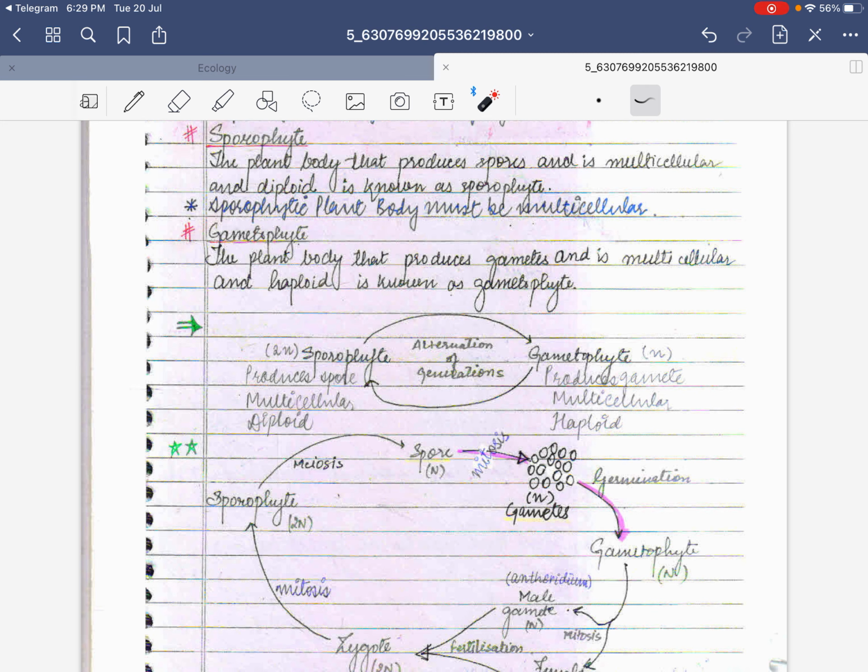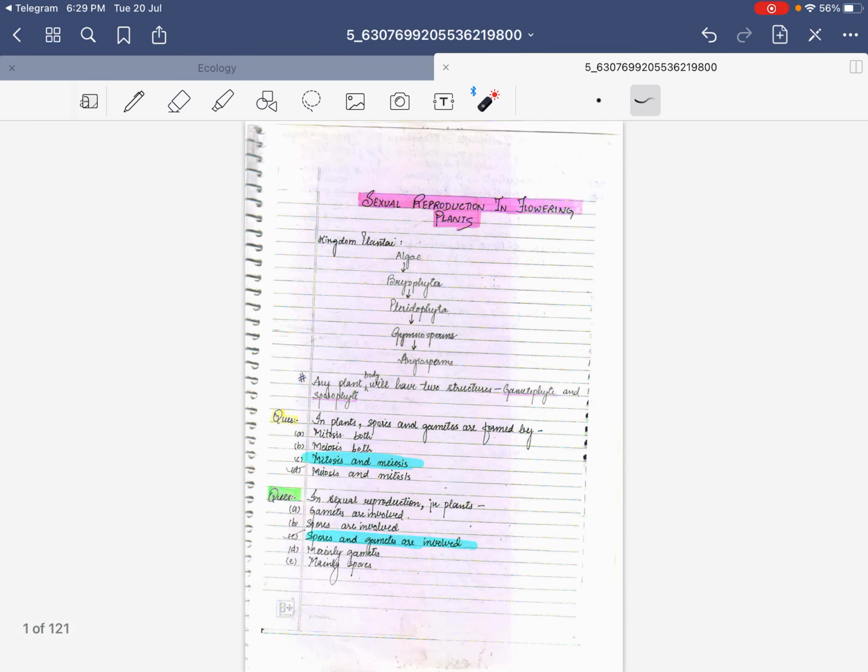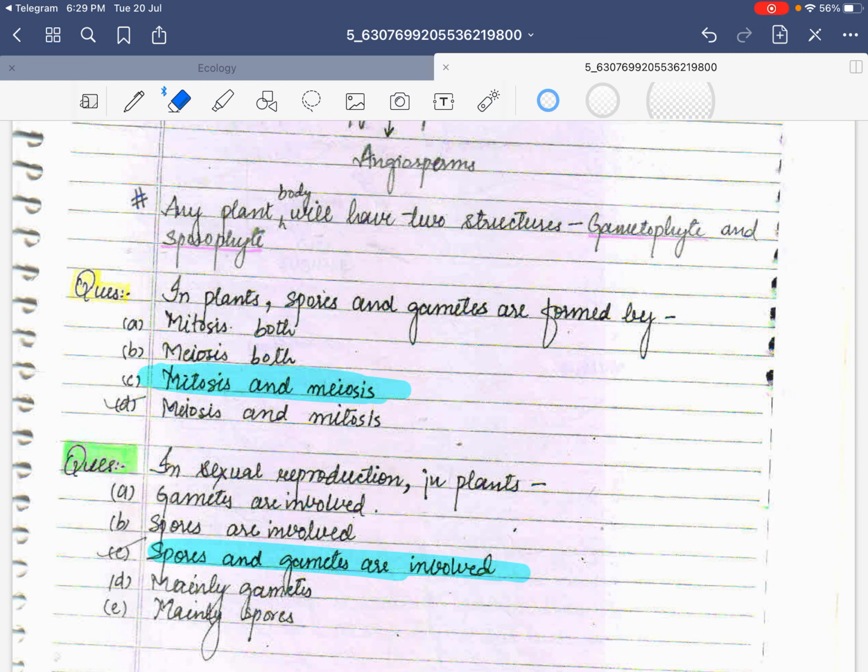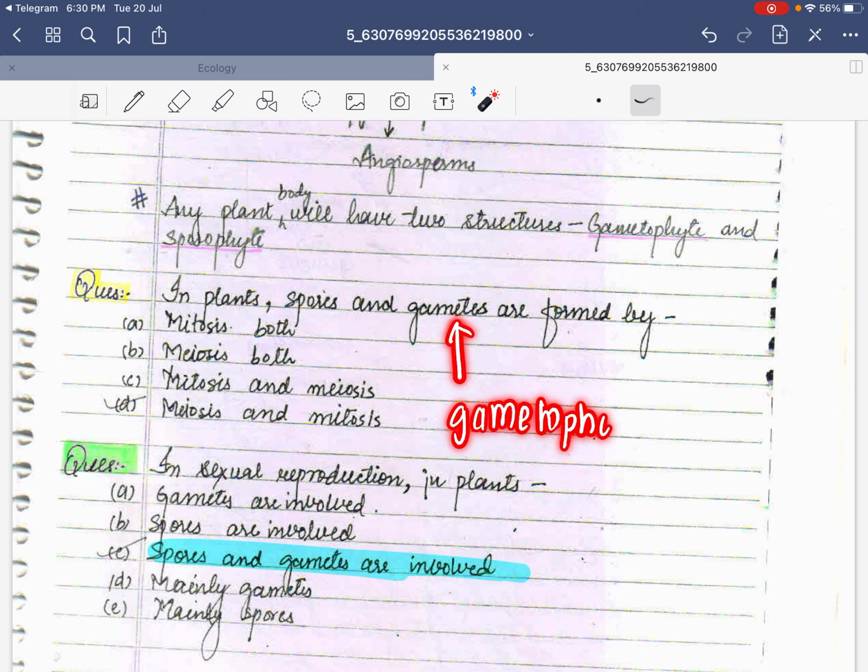This information about sporophyte and gametophyte brings us to the conclusion that the question which we solved previously, this one, if you didn't have the knowledge of what is a sporophyte and a gametophyte, you would have ticked the answer as this, mitosis and meiosis. We know that gametes are formed by the gametophyte. Okay, we just read that gametes are formed by the gametophyte, right? And gametophyte has ploidy of n. So this should undergo mitosis, right?